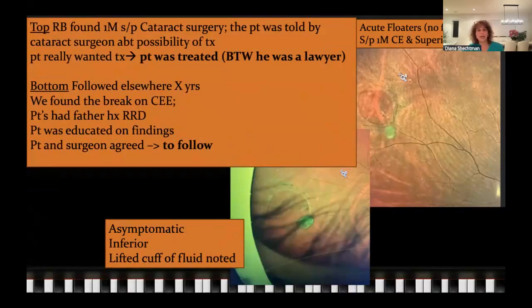The top one, because it was seen by the cataract surgeon, the patient was told by the cataract surgeon about the possibility of treatment. The patient was adamant about wanting to have treatment. He happened to be a lawyer, true story. And my surgeon gave him the option, and the patient's like, I want to get treated. So my surgeon, rightfully so, treated the case and wrote it as such, presented the options at hand. Patient wanted to proceed with treatment. Treatment was done. The bottom, being an inferior break, having a small operculum above, pigment surrounding them, patient was merely educated and it was being followed. But if you looked at the clinical picture, they look very similar.